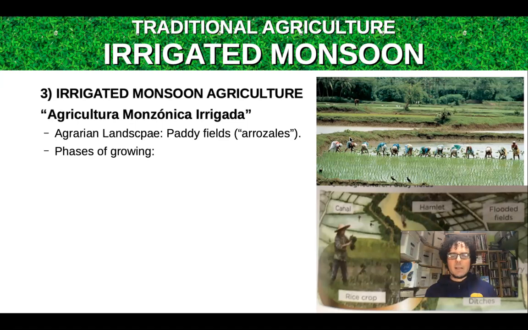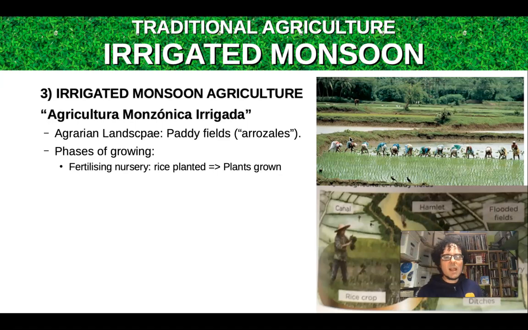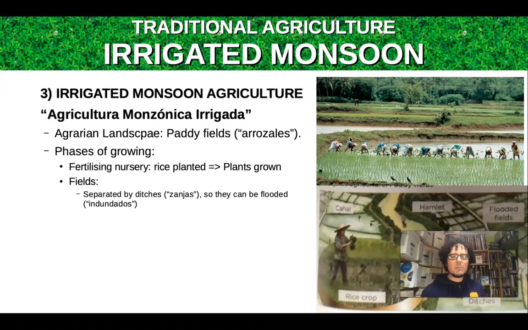Okay, the phases of growing are basically two. One requires a fertilizing nursery, small fields where the rice is planted and the plants are grown. And then we have the fields itself. They are separated by ditches, as you can see in this picture over here. These ditches separate one field from another, so they can be flooded completely. These fields are plowed, fertilized and flooded.